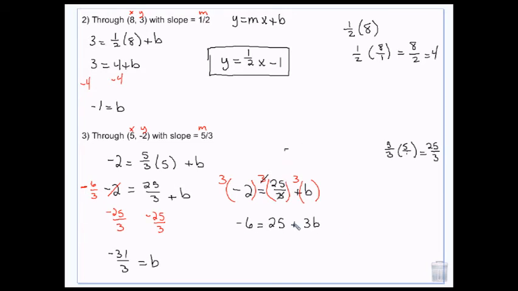Okay, so now I have no fractions. I can subtract 25 from both sides, and I get -31 is equal to 3b, but I don't want to know what 3b is. I want to just have b. So I divide by 3, and I get b is equal to -31 thirds. So as you can see, I get the same answer either way. I can get rid of the fractions, I get the same answer, or I can just work with the fractions, I get the same answer. So however it's more comfortable for you.